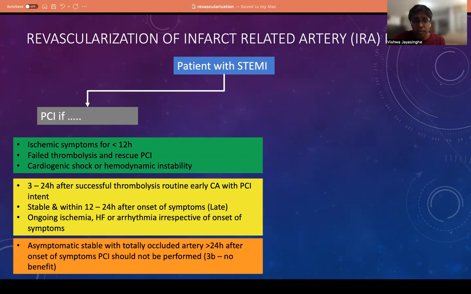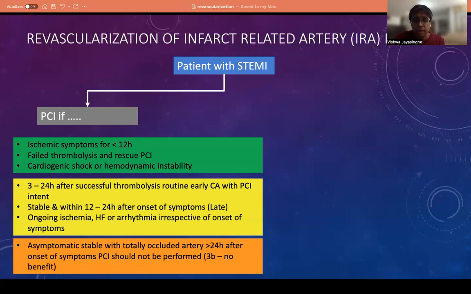The class 2A recommendations for PCI come when there is successful thrombolysis after initial presentation, but they undergo routine early angiography with intention to perform revascularization, that is, within 24 hours they should have PCI. That is a class 2A recommendation. Also, there is a place for PCI in STEMI for the late presenters, meaning patients who come to us within 24 hours of symptom onset, but after 12 hours. Even though they are asymptomatic and stable, they have a place for primary PCI. That is, however, a class 2A recommendation.